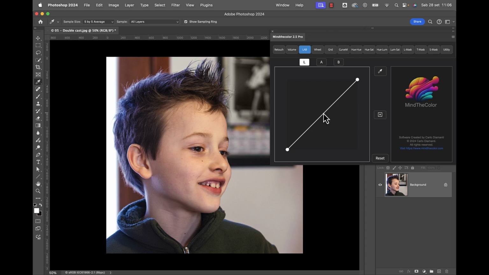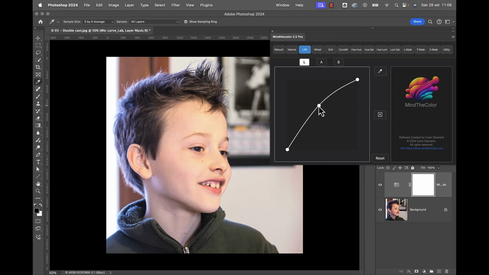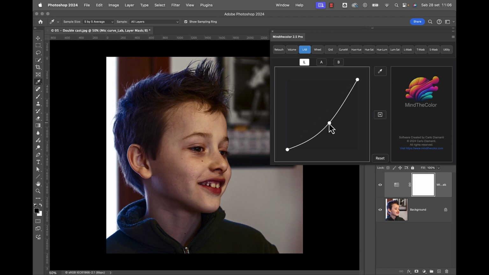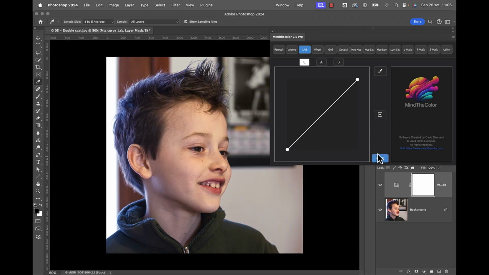The behavior of LAB curves can be surprising if you're not acquainted with them. If you use the L curve, you'll see the lightness change while the color remains identical. If you click to set a point and push it up, the image will become lighter. If you pull it down, darker. You can always reset the curve by clicking on the Reset button.